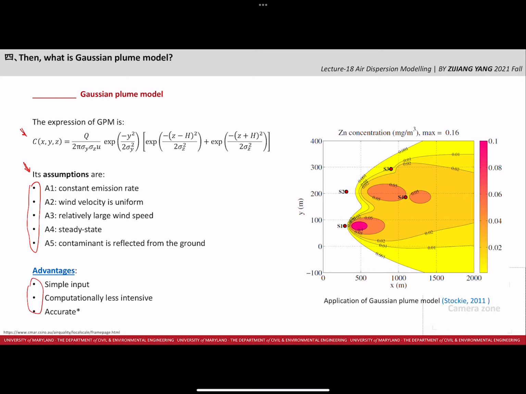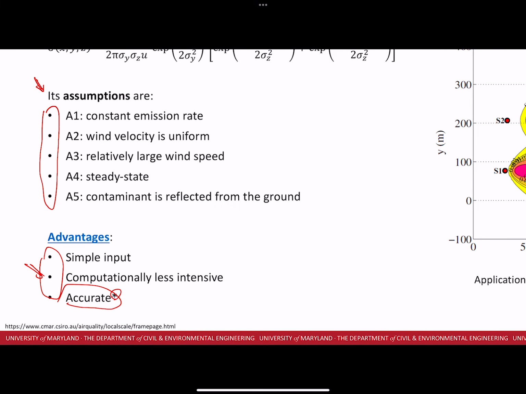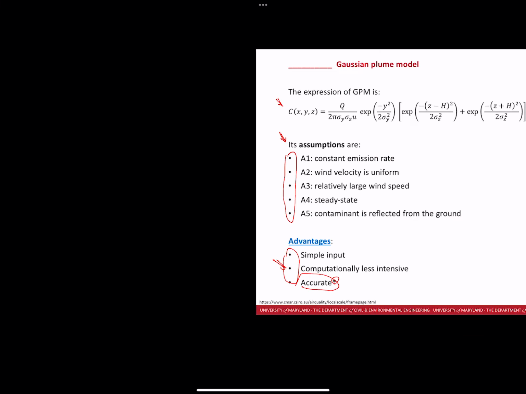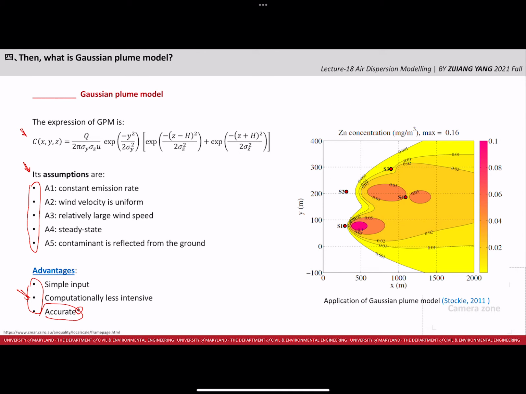Again, this model has some advantages. It has a simple output, and its form is relatively simple compared with other fluid dynamic models. It is computationally less intensive because it has already been simplified, unlike other fluid models. Also, it is relatively accurate. I put a star here because when we are talking about accuracy, or QA and QC, different experiments or different research have different standards or requirements.